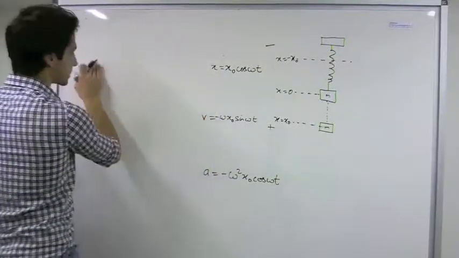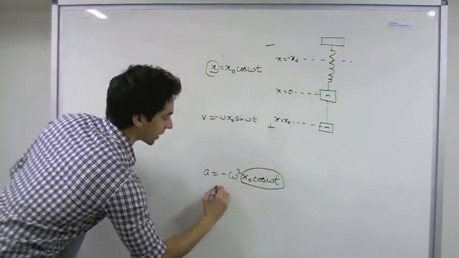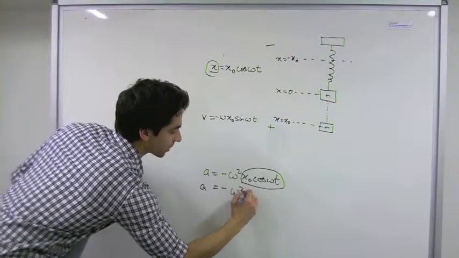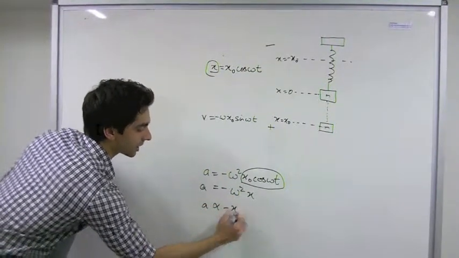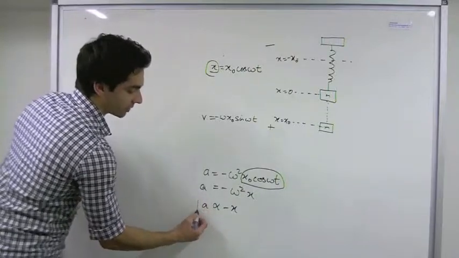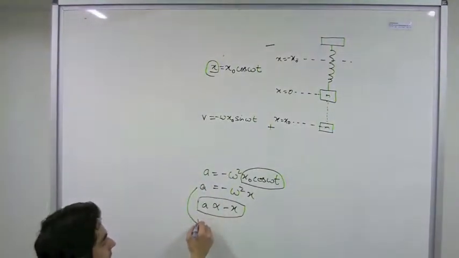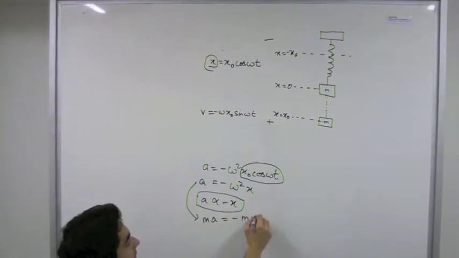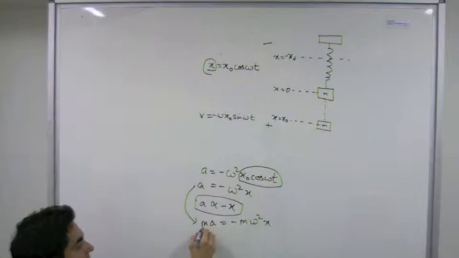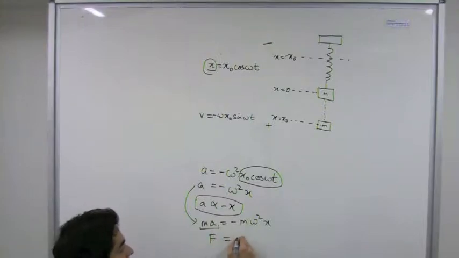Now, firstly, we can recognize that this portion here is simply x. So we can replace it: a equals minus omega squared x. So the acceleration is directly proportional to negative x. This is one of the defining features of a simple harmonic motion. Another way of writing this would be, if I multiply both sides with mass, mass times acceleration is the force. So force is directly proportional to negative x.